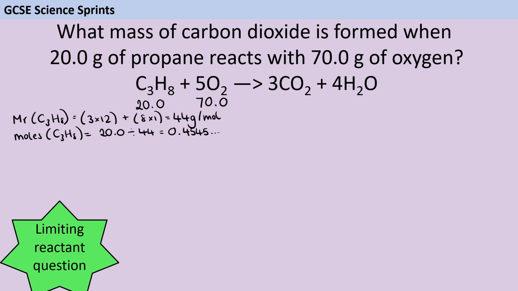You should never ever round until you get to the very end of the calculation, because it can have quite a big impact on your answer, and you could end up doing all the right procedures but still getting the wrong answer. So I would use the answer button on your calculator if you've got one, but if you don't have one, then just write down your full calculator display and put that back in later. So that's my moles of propane.